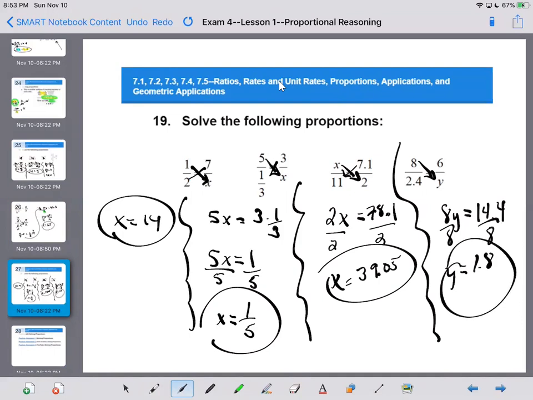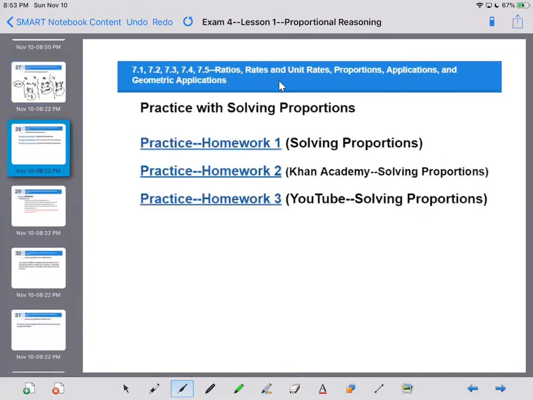So there's your process, and there's some practice with proportions. Now these are just no context, so we're just working with naked numbers here. So you're just talking about doing cross products, and then multiply, and then you'll see that you end up having to divide by something to get your answer. So here's some practice on solving proportions in some different videos.